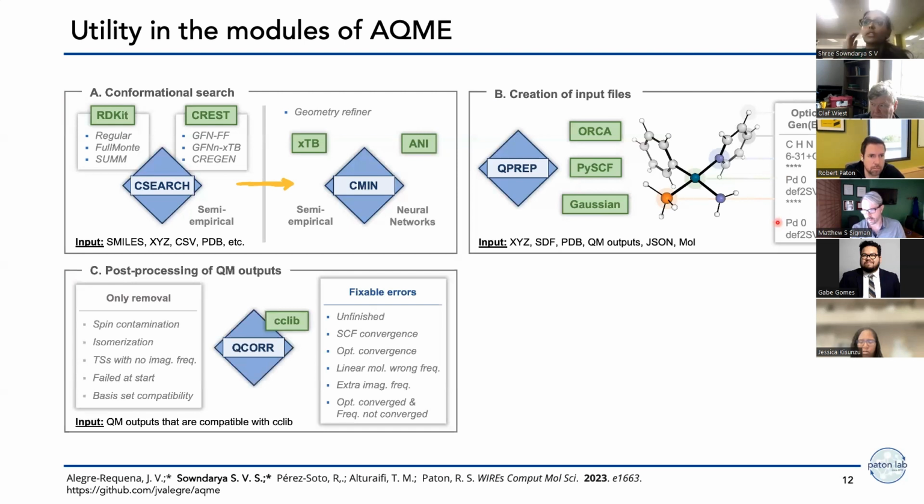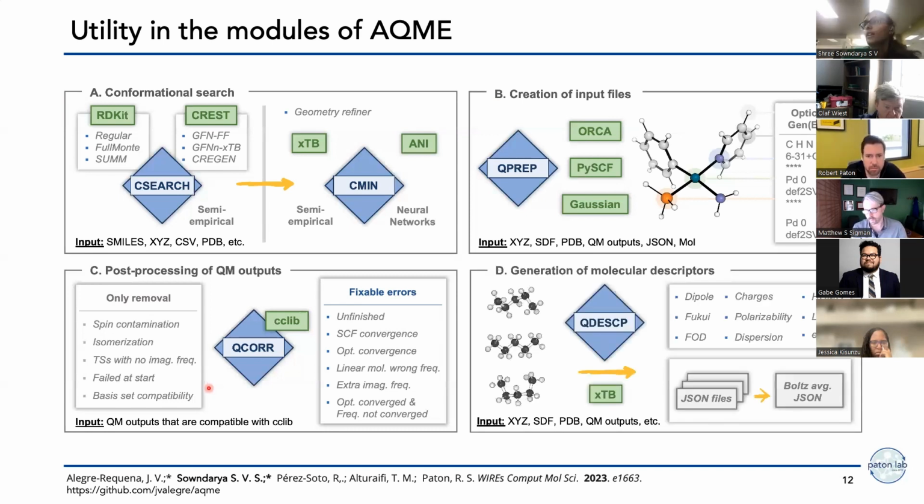With respect to processing of files, generally there are different kinds of errors that can be fixed. The errors which are fixable, essentially what that means is you get out new input files which can be utilized and run again. The specific errors correspond to if the calculation is unfinished, there was an SCF convergence error, an optimization convergence error, if you got a linear molecule with the wrong frequencies, if there's an extra imaginary frequency in your molecule, or generally if the optimization converged but the frequency did not converge. For these specific errors, you get out a new input file, which could be run automatically in the workflow. Some errors which we don't fix are specifically mentioned on the left here.